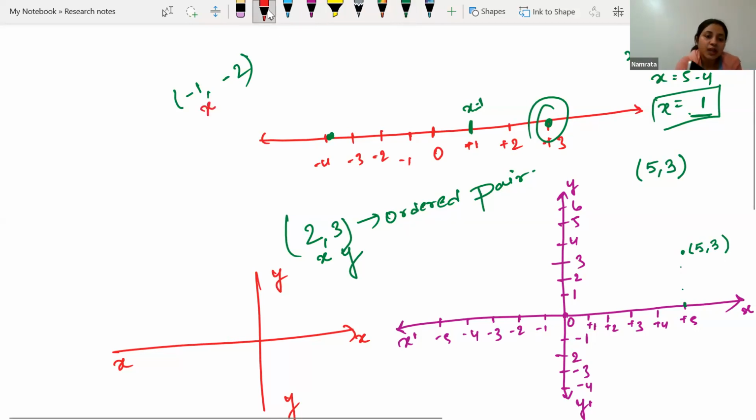Here x is minus 1 and y is minus 2. So x is minus 1. On the x-axis, we will go to minus 1. And then from there, y-axis minus 2. That means upside we are having plus 1, plus 2, plus 3, plus 4. Downside we are having minus 1, minus 2, minus 3, minus 4. So y we need negative 2, so we will be going downside. From minus 1, we will be going downside minus 2. This is the point which is minus 1, minus 2.